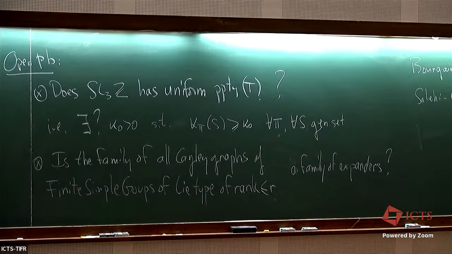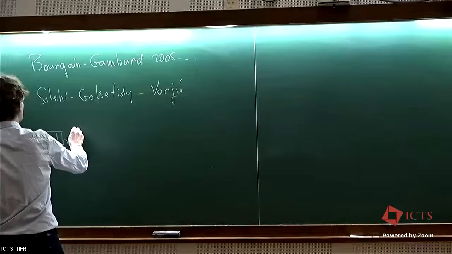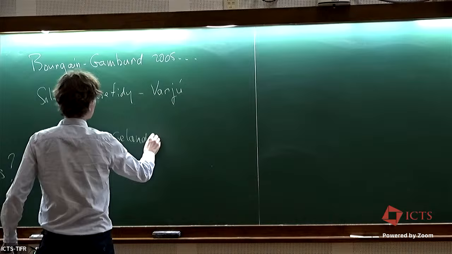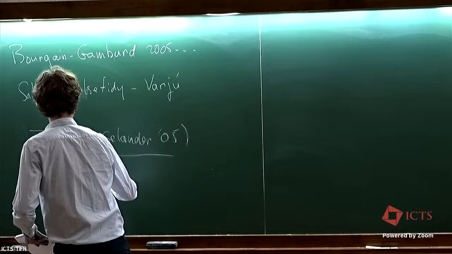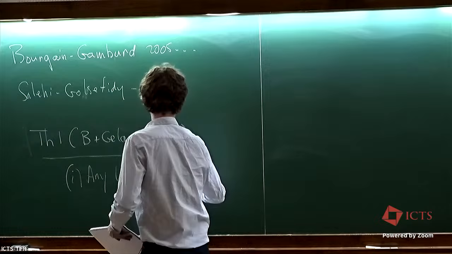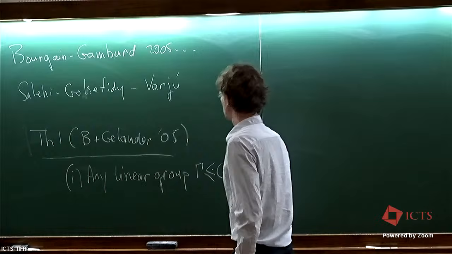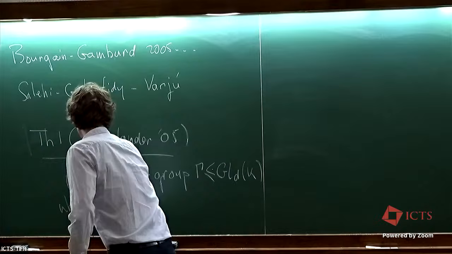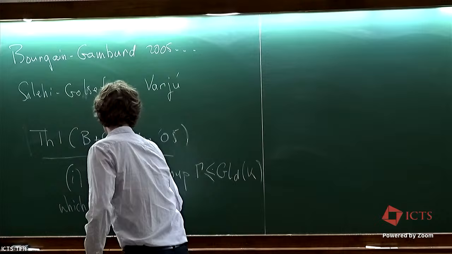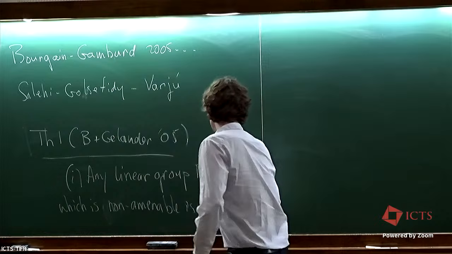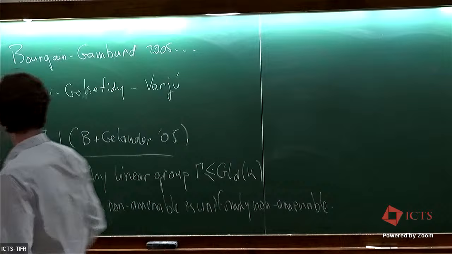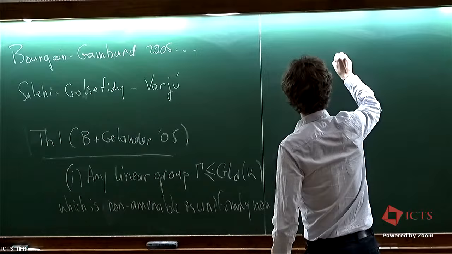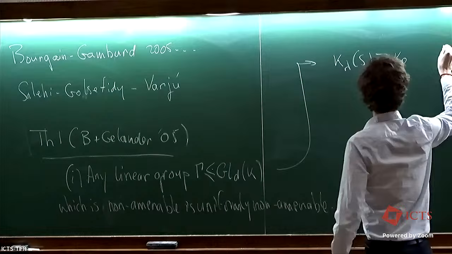The first result in this direction is a theorem I proved with Zariski-Gelander almost 20 years ago. We showed that, first of all, any linear group, a subgroup of GL_d over some field, which is non-amenable, is uniformly non-amenable. Uniformly non-amenable means that this k naught does not depend on the generating set. Namely, K lambda of S is bigger than k naught for every generating set of gamma.